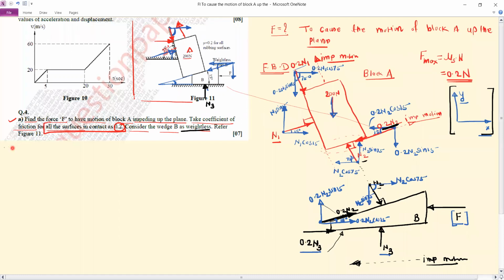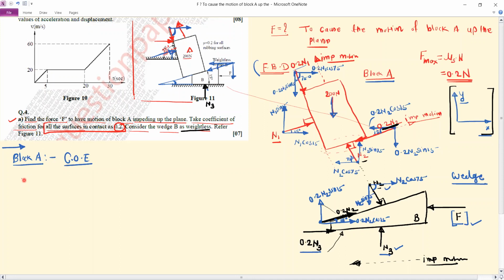Now when we use the condition of equilibrium, consider the FBD of block A first, because it has only two unknowns. One is normal reaction N1 and second is N2. But for the wedge, we have three unknowns F, N3 and N2 and we just have two conditions. So for the calculation, consider the block A first, use the condition of equilibrium.